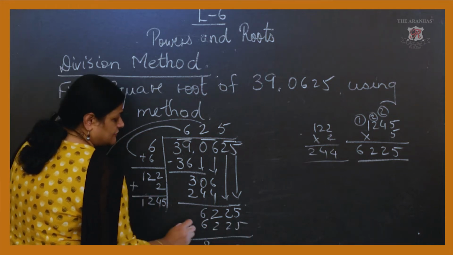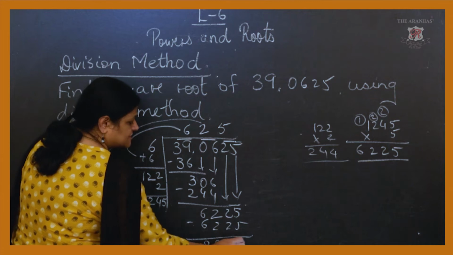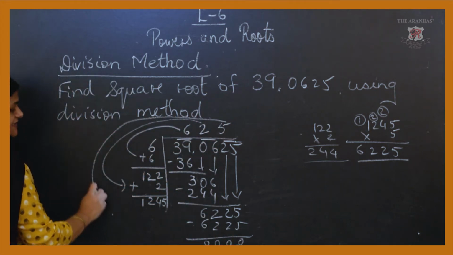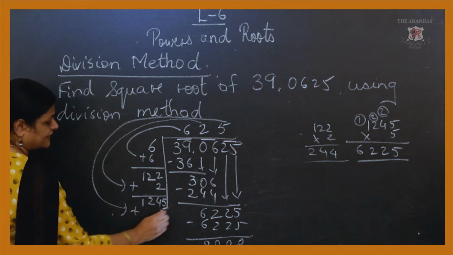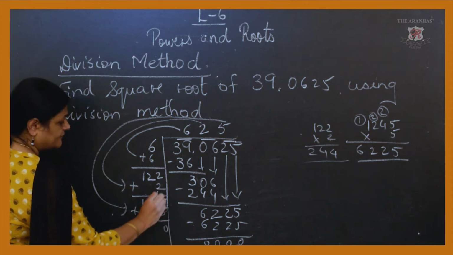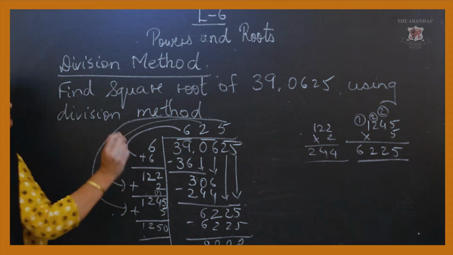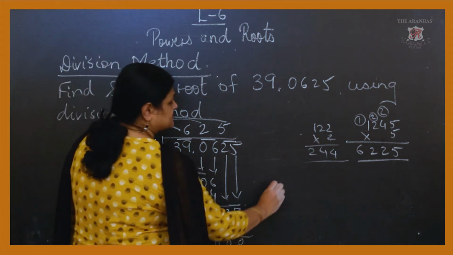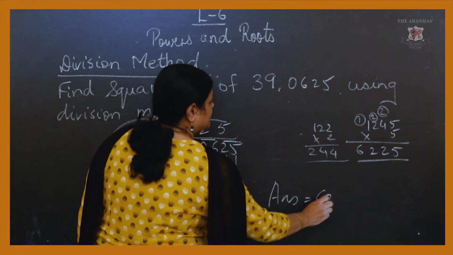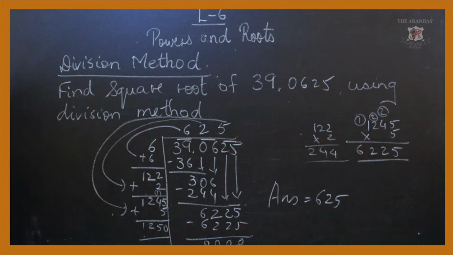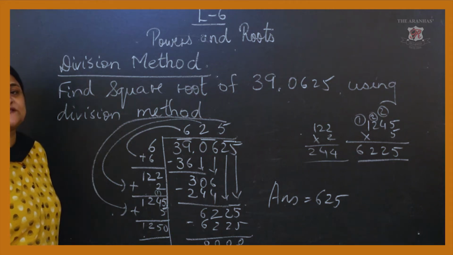Which will give you 000. Now here remember this 5 again you are taking it down plus 5 which will give you 25. So here how much it is? Your answer is equal to 6.25. Okay. So you have been given this sum 39.0625.